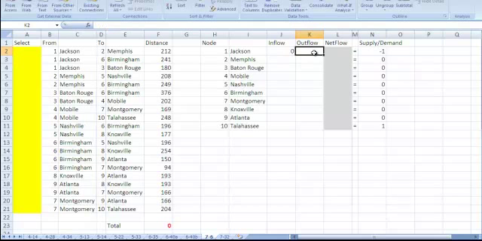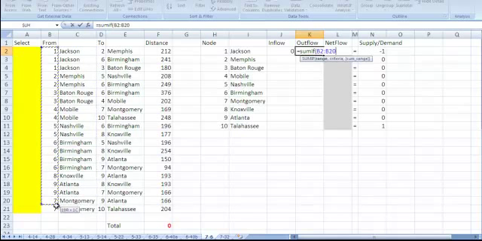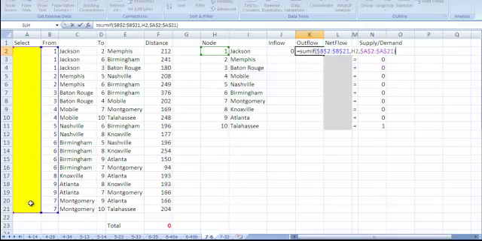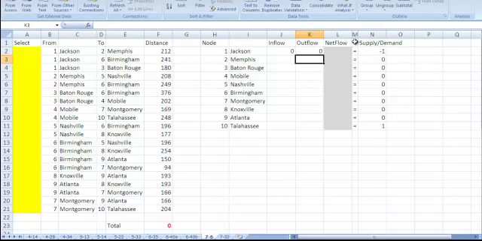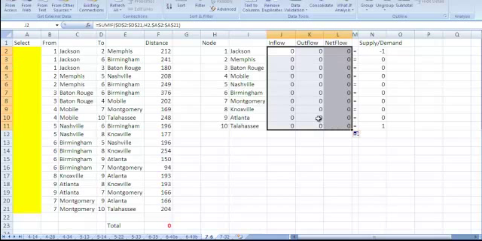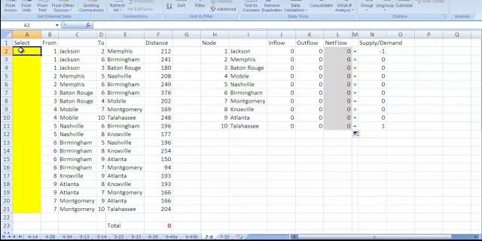On the outflow side, we're again going to use the SUMIF function. Range this time will be the from nodes, absolute reference. Criteria, relative reference, and then the decision variables, absolute reference. First and third, absolute, second is relative. Our net flow will equal the inflow minus the outflow. And we can copy these three functions down to get our balance of flow constraints.